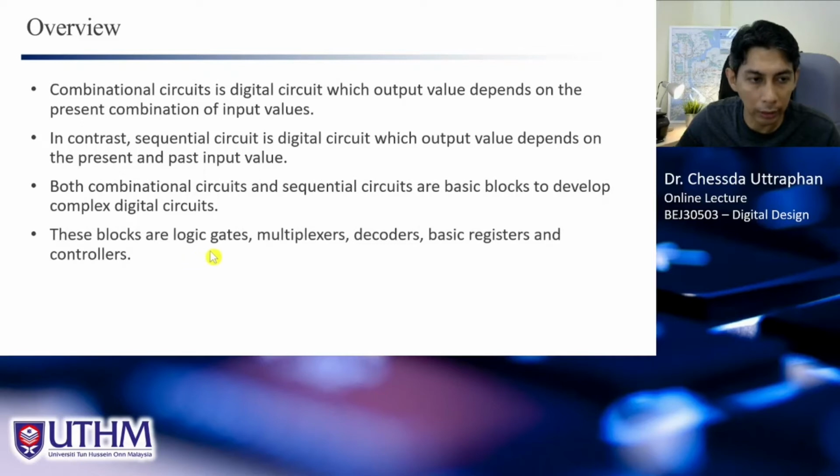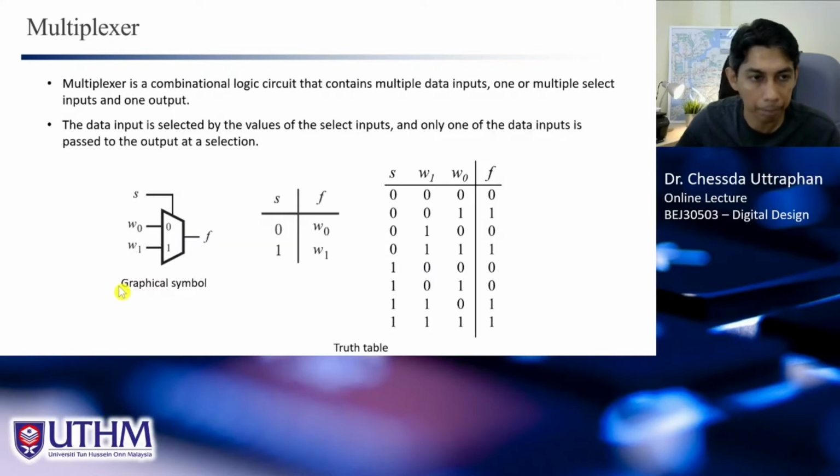These blocks are logic gates. This means the combinational circuits are the logic gate, multiplexer, decoder. Basic register is a sequential circuit, and controller is also a sequential circuit, right?